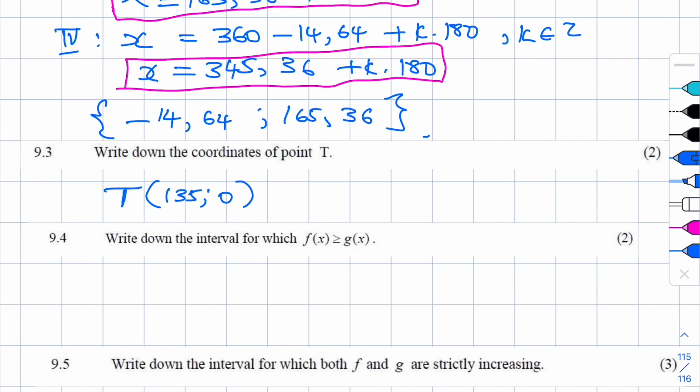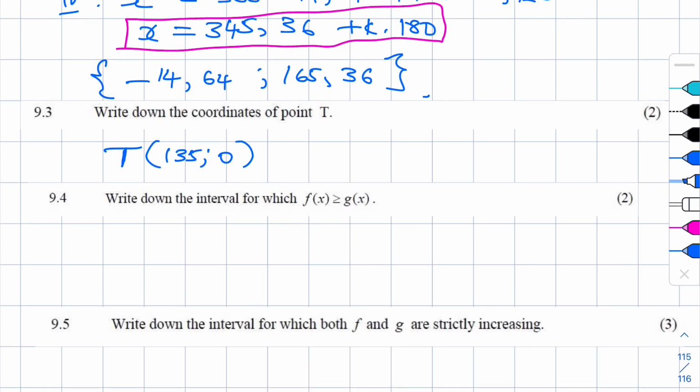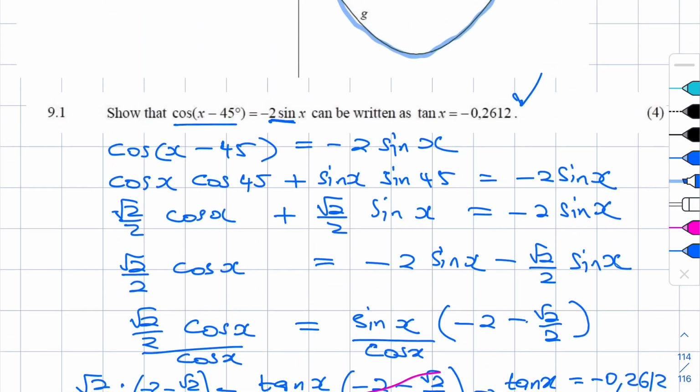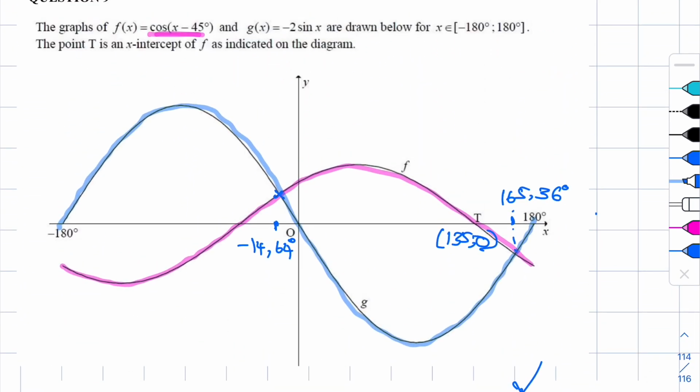Then the next question: write down the interval for which f of x is greater than g of x. So you're looking for the values of x where the f graph is above the g graph. Let's check. The f graph is the purple graph, and the g graph is the blue graph. For which values of x is the purple graph above the blue graph?